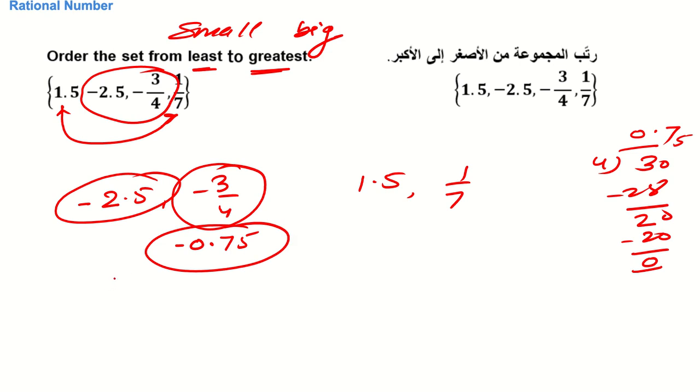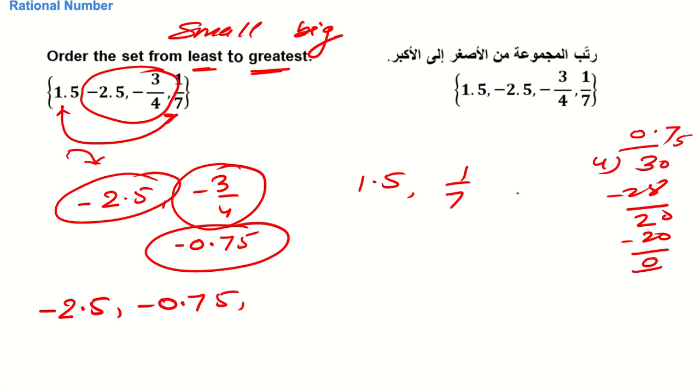Which number is bigger? Sorry, which number is smaller? Smaller is minus 2.5 because in the positive case it will be bigger. Or you can have so many hints to remember all these things, that in a negative number if it is away from 0 then its value will be smaller. So the first, smallest number will be minus 2.5 and then it will be minus 0.75.